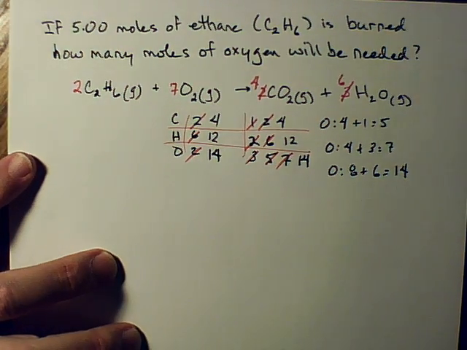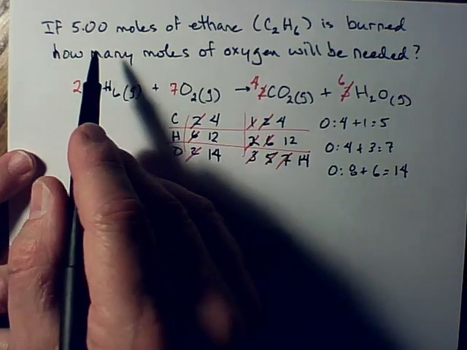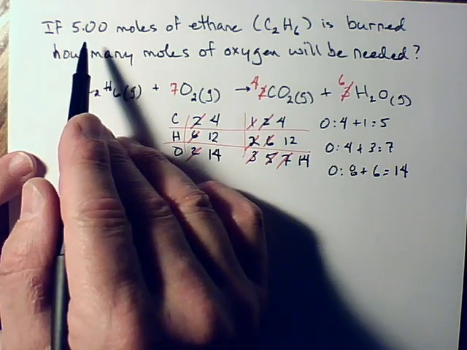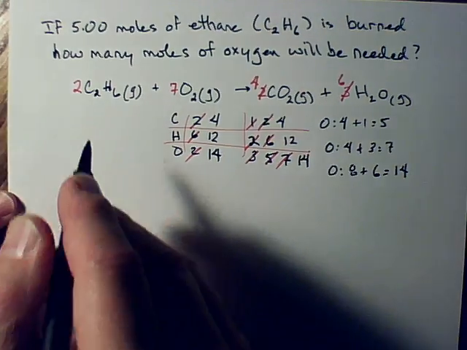Okay, so here's the balanced equation. And now we're ready to do the actual stoichiometry. We're starting with 5 moles of ethane, and we're going to put that over 1.